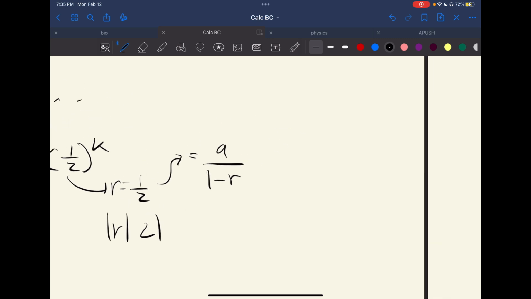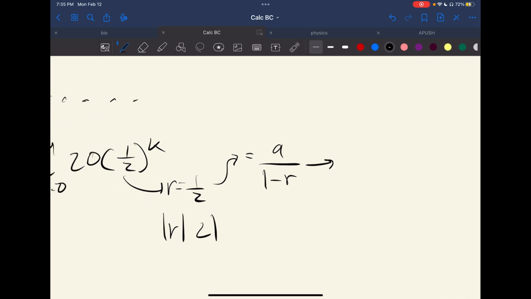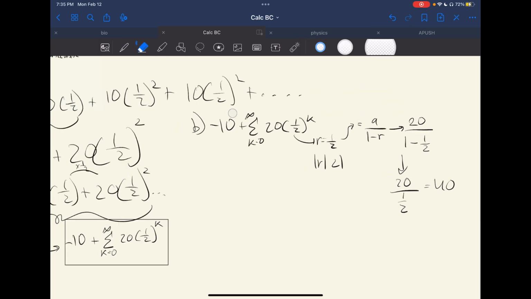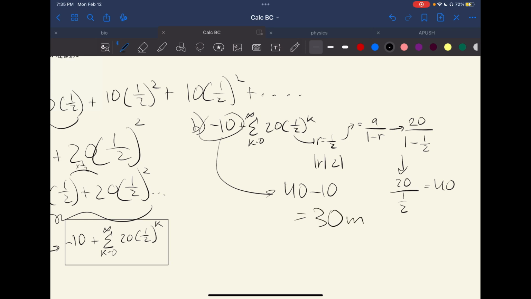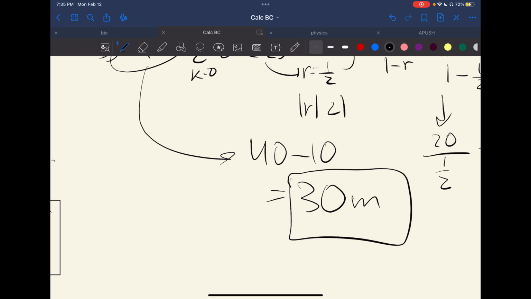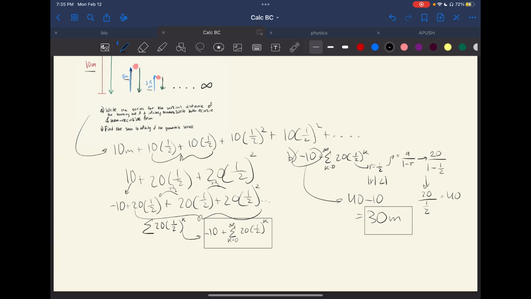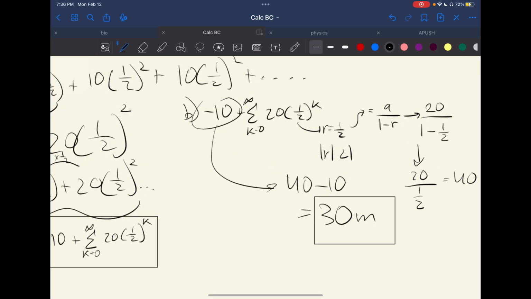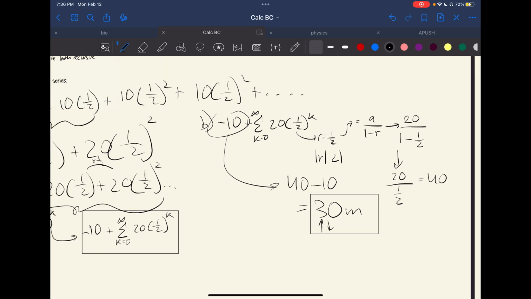So we can use this rule. We know a is 20, so we have 20 over 1 minus 1/2. So that's going to equal 20 over 1/2, which is going to equal 40. And we're not going to forget this -10 right here. Bring it down. So now we have 40 minus 10 equals 30. So 30 meters is the total vertical distance that the ball is going to travel, going both up and down. So yeah.